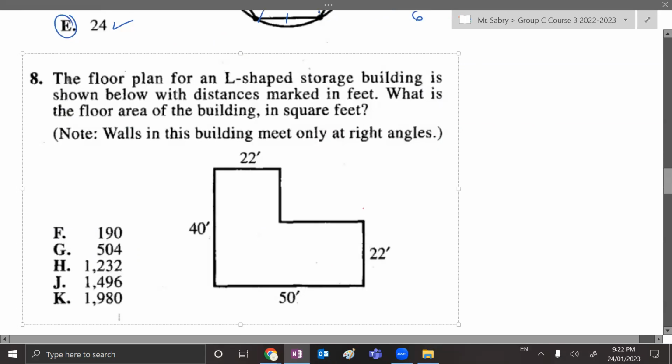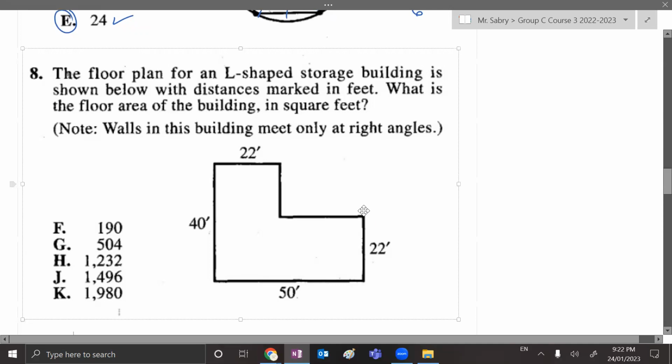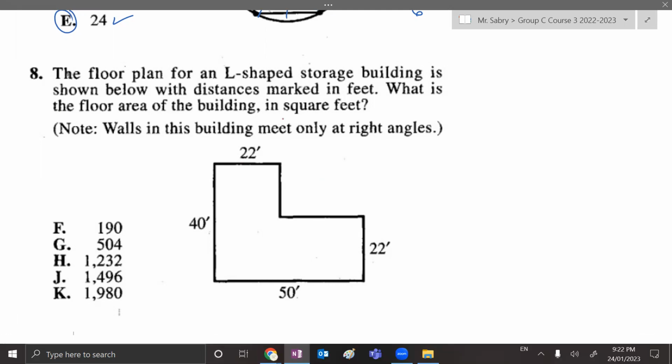This is a floor plan for an L-shaped storage building, and the distance is marked on every line in feet. What is the floor area? So if I need the area of this shape, remember that this is an irregular shape. What does irregular mean? It means it's not one of the ordinary well-known shapes, squares, rectangles, triangles, hexagons, and so on. It's a composite shape. It has 2 shapes in it.